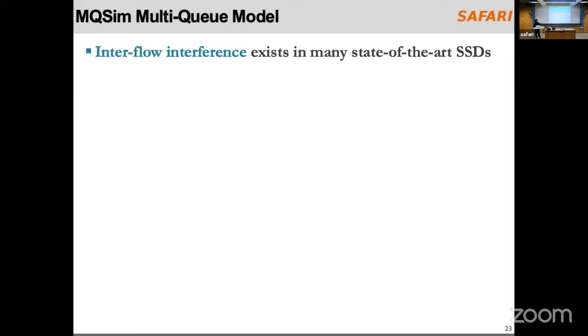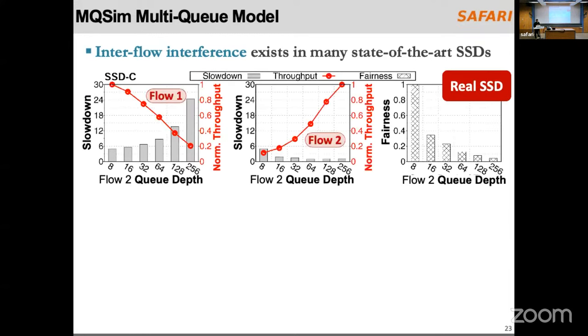So basically we now compare how the interflow interference looks in a real SSD and how MQSim can model it. Here we look at a real SSD, and we have two flows. What we show is the slowdown and the throughput for, let's say, SSD C. And then we also show the fairness. For flow one, which is one workload for which we have fixed the queue depth to be 8, in this experiment we sweep over a number of queue depth values for flow two. What we see here is that as we increase the queue depth, the throughput decreases because of the interference, and also the slowdown increases.